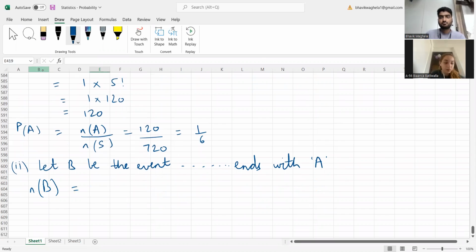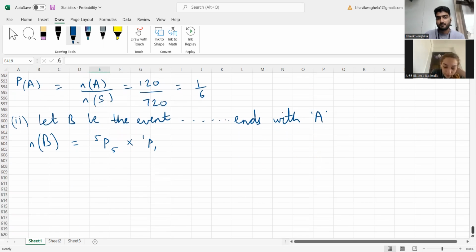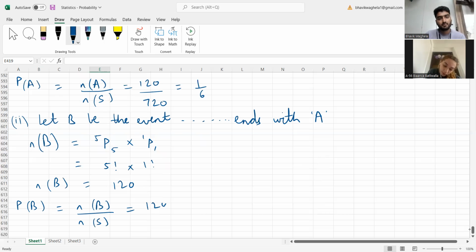N of B will be 5P5 into 1P1. Very good. What is 5P5? 5 factorial. What is 1P1? It's 1 factorial. So I can write directly it's 120, N of B. Correct. Now we have to find probability of B. It's N of B upon N of S, 120 upon 720, so 1 by 6.